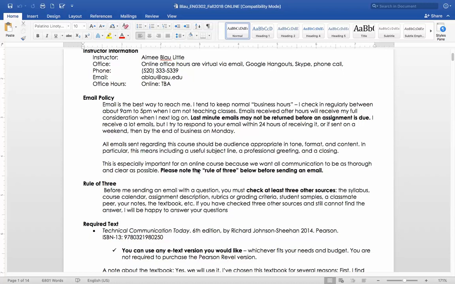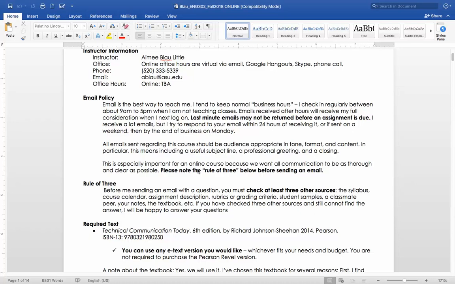So email is the best way to reach me. I do keep normal business hours with my email, meaning that I check it regularly from about 9 to 5. But if you email me not during business hours, I'll get to it when I next log in. I don't answer emails on the weekend usually, but I will get to it on Mondays and things like that. So just make sure that you understand that last minute emails may not be returned before an assignment is due, because I answer emails in the order they're received. So if everybody's emailing me and you're emailing me at the last minute, I'll get to them as I can.